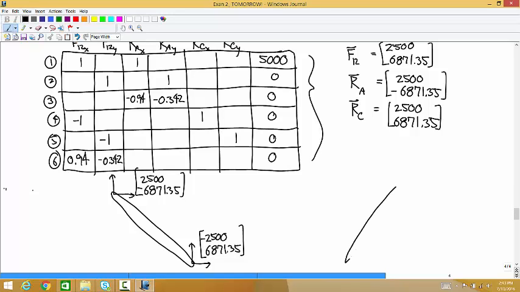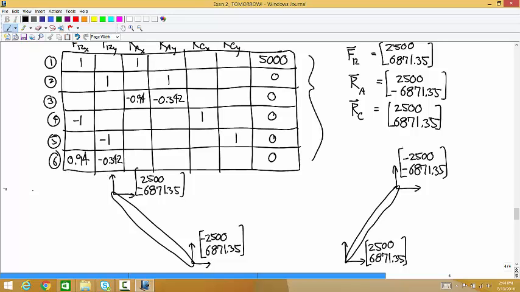And then for the other member, you get down here at C, 2,500, 6871.35. And here you get negative F12, so negative 2,500, negative 6871.35.